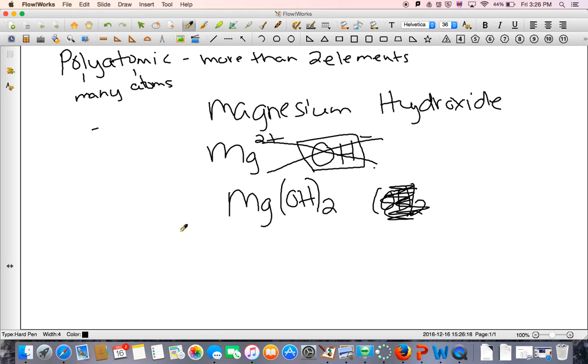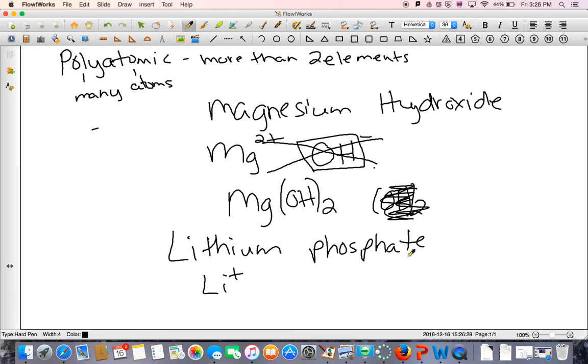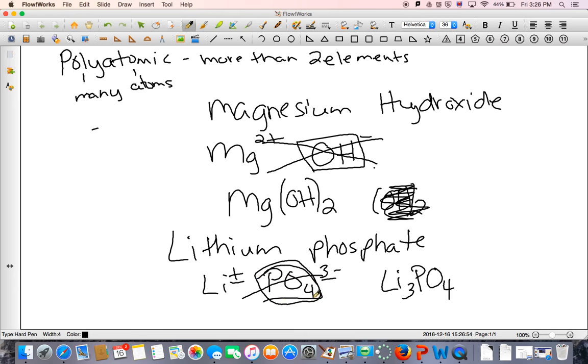Let's do lithium phosphate. Lithium's a +1. Phosphate doesn't end in ide, so it tells us it's a polyatomic, is PO4, 3 negative. The only thing you look at to write formulas is the superscripts, the cation and the anion. So it's a 1, it's a 3. Drop and switch. The 3 comes down, 1 comes down. It becomes Li3PO4. This 4 belongs to this ion. You can't get rid of that 4, but you don't use it to combine. Just look at the charges to combine.